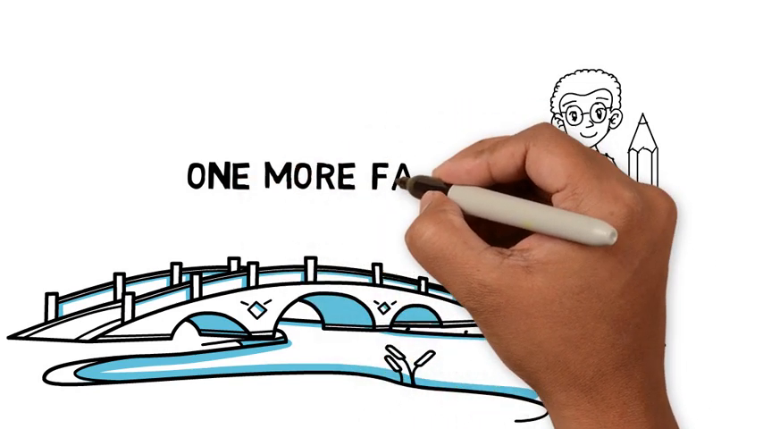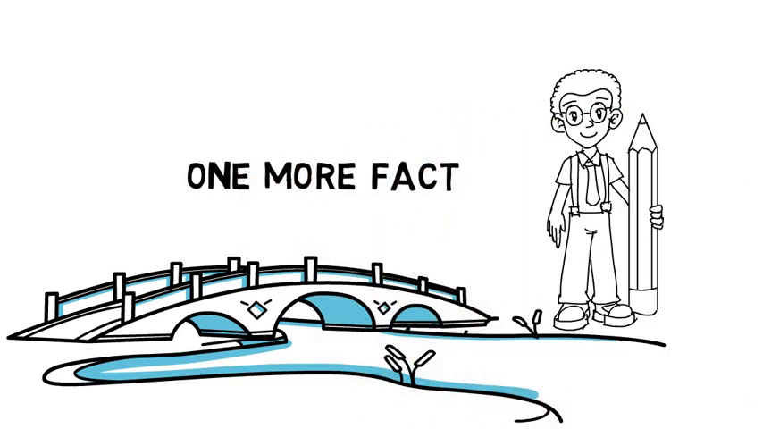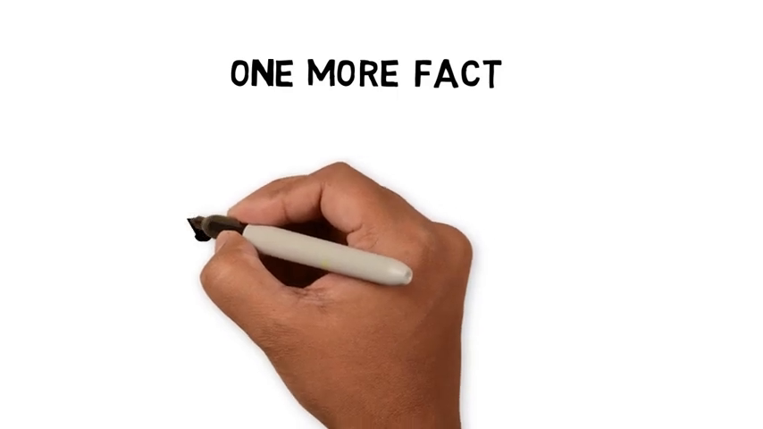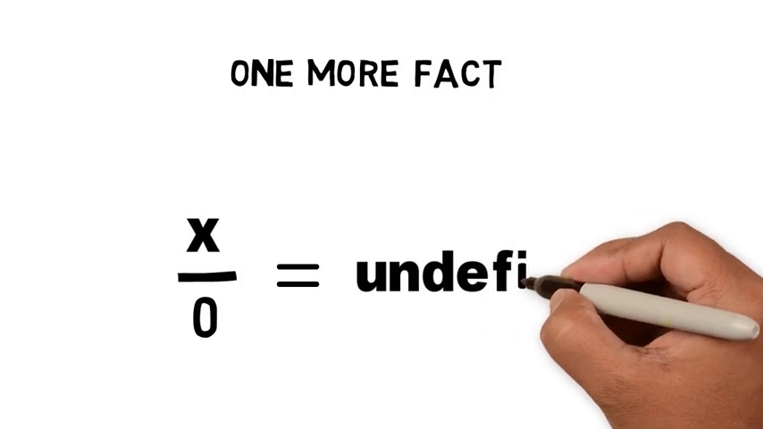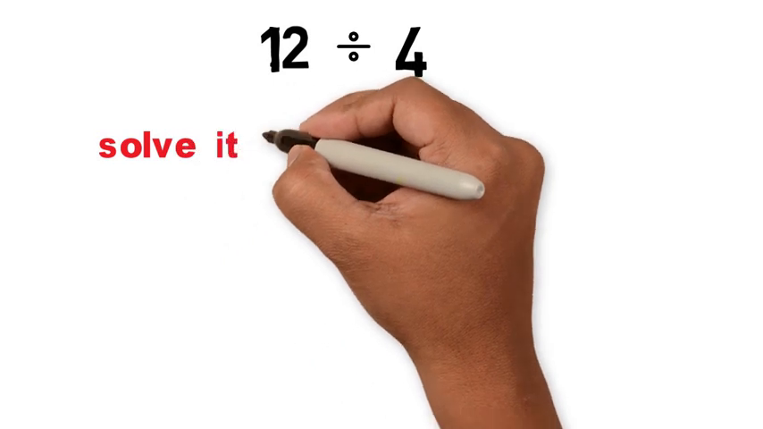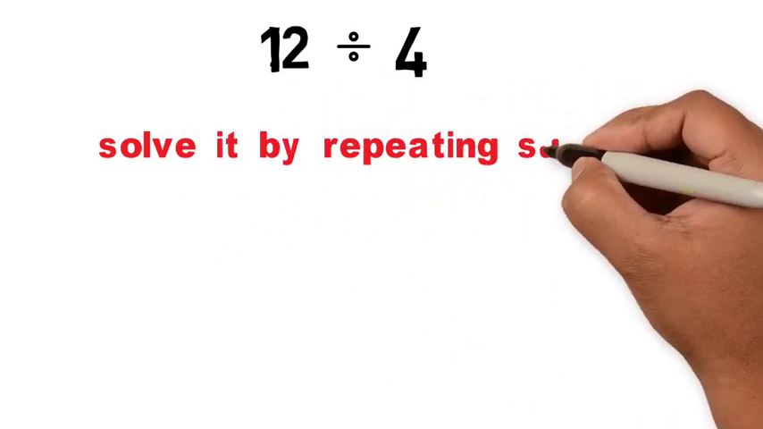Let's understand one more fact. Any number, let it be x, divided by 0 is undefined. To prove this, let's take an example. 12 divided by 4. We solve it by repeating subtraction.